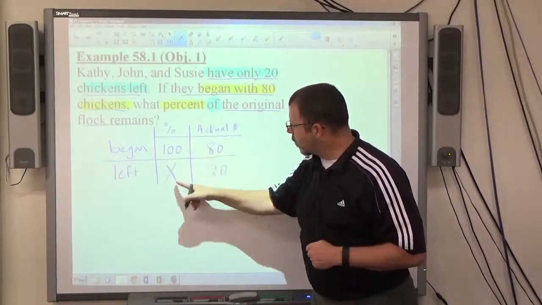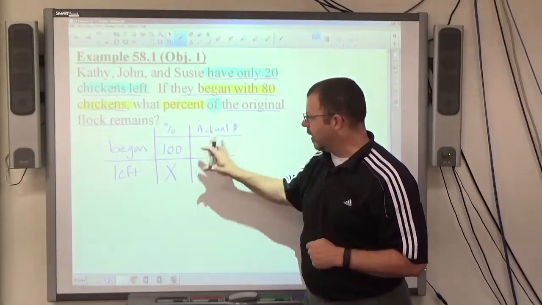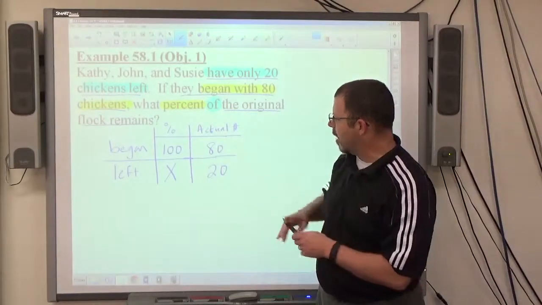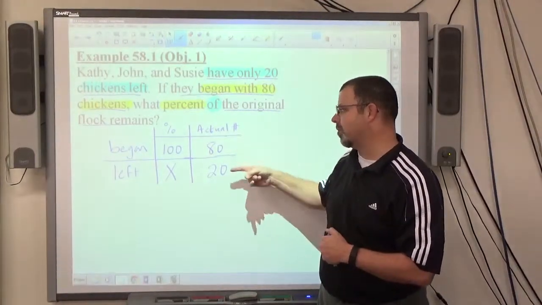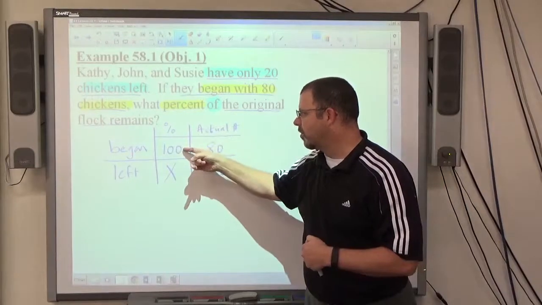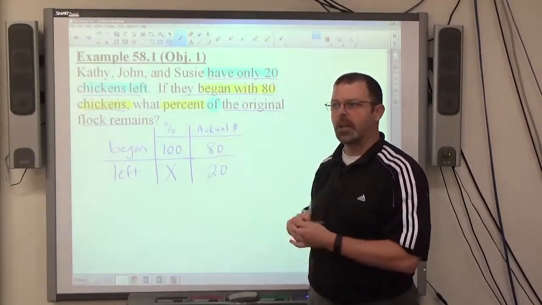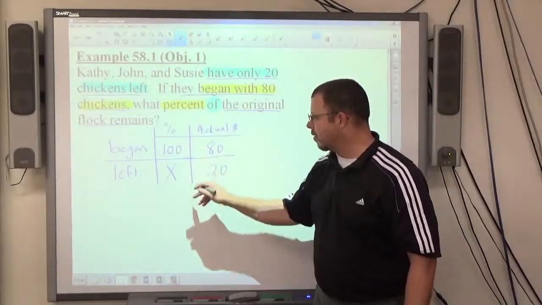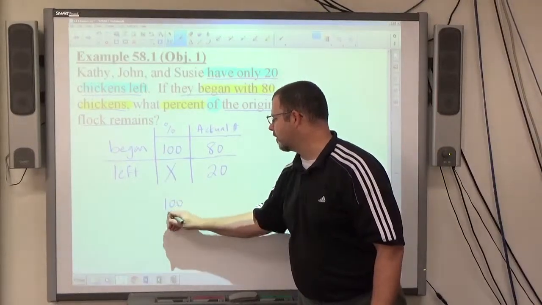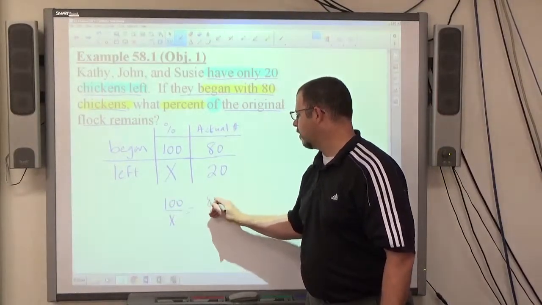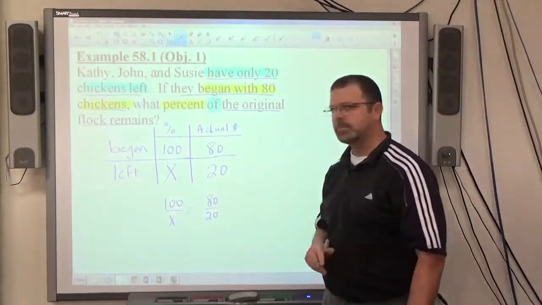Once you get these four numbers set up properly in the right places, your percent column and your actual number column, specifically how many they began with, how many were left, the percent of what they began with, and the percent of what's left, using one variable at most, that creates a proportion for you. 100 over x is equal to 80 over 20, which would be 4 over 1.